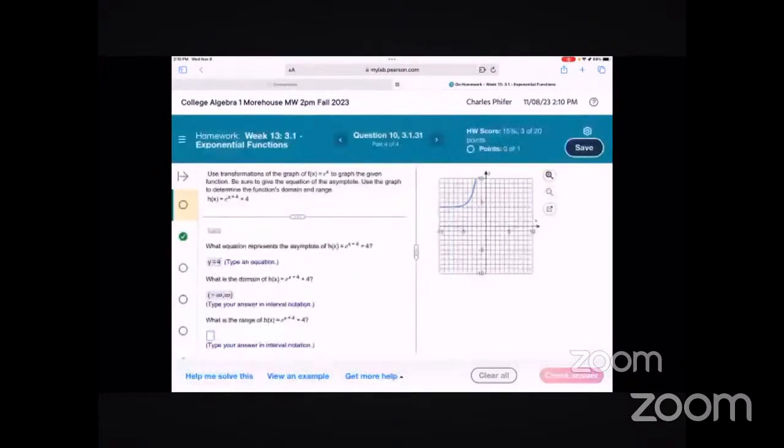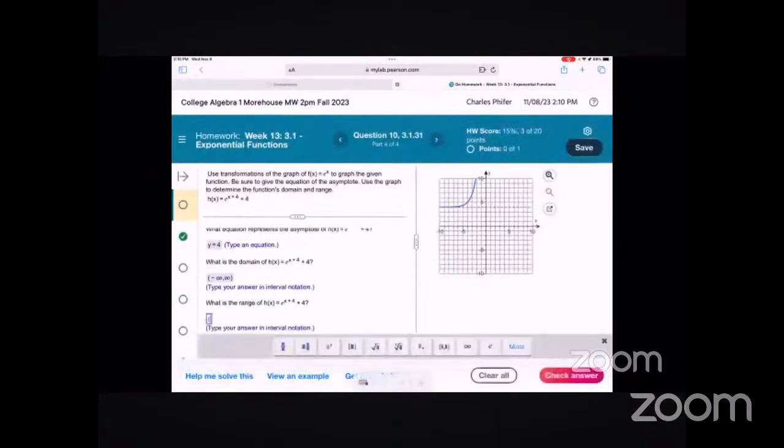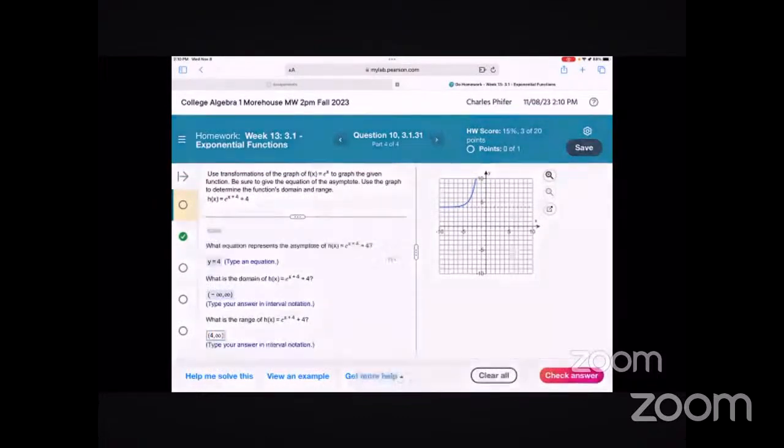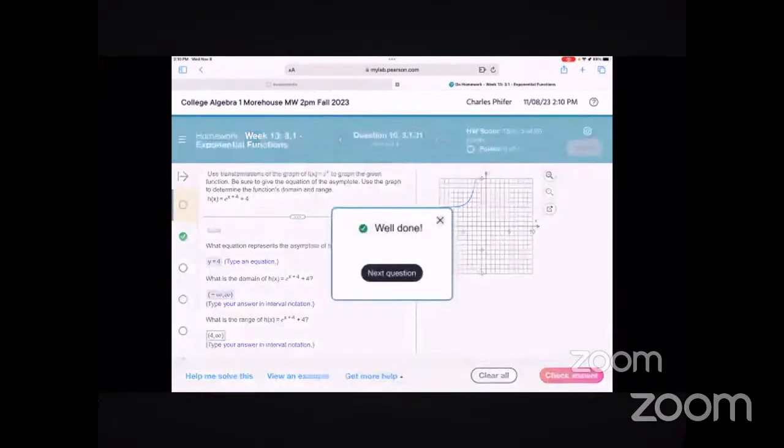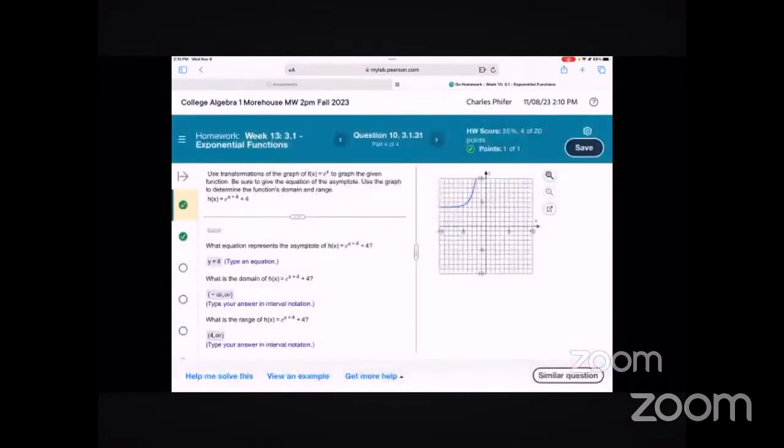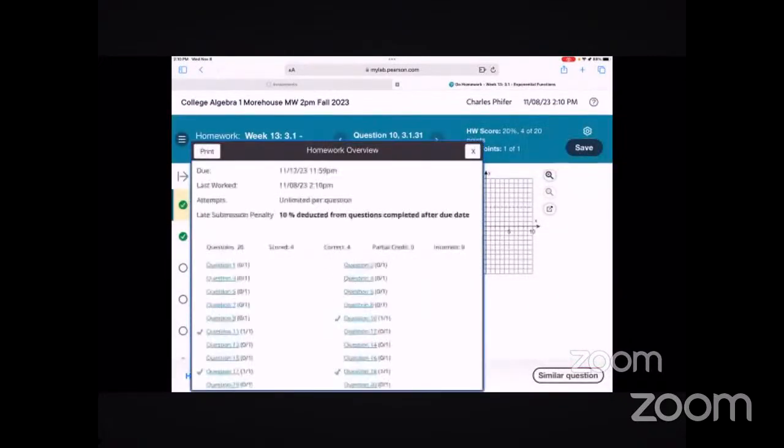The range is the very bottom to the very top. So that's 4 to infinity, the open interval. Again, if anything's not clear, just feel free to unmute yourself to get my attention.